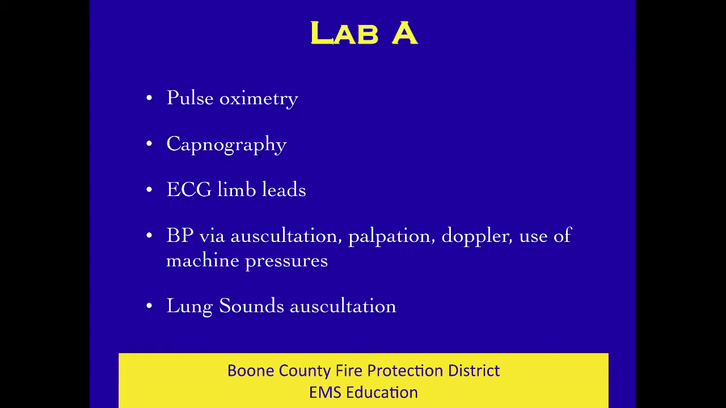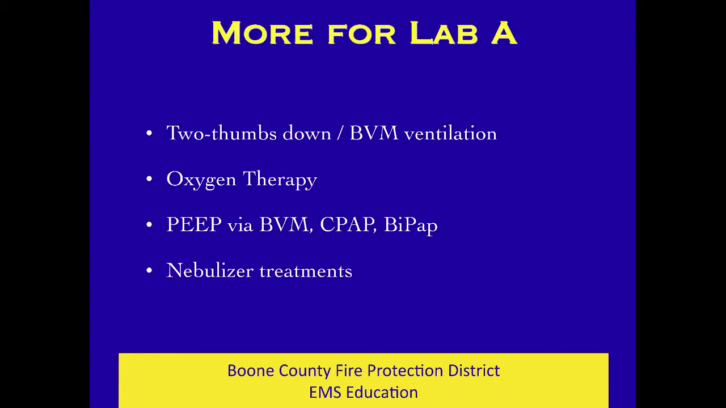ECG limb leads, just the 4 leads, can be very, very helpful in terms of rate and rhythm, and we want to make sure you're putting those in the right place. We also want to make sure that you can obtain a BP via any of the several methods. You auscultate when you can hear, you palpate when you can't hear, and you use a Doppler when you can't even palpate. And we want to talk very frankly and directly about the use of machine pressures and when you can trust them and how you would verify those, and then lung sounds, and more lung sounds.